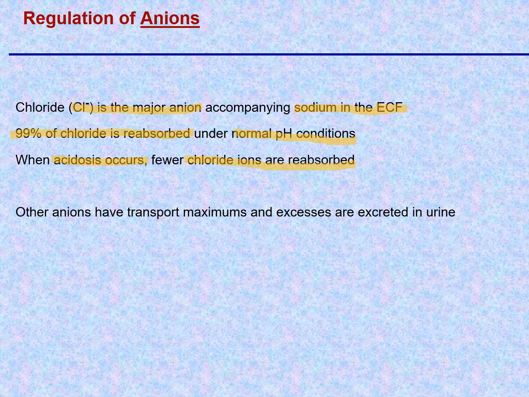All the other anions, negatively charged electrolytes, typically get in the filtrate and they'll get reabsorbed, but if they hit their transport maximum, if there's a lot more of them than normal, then they get excreted out. And that's the end of Unit 2B. That was on electrolyte and fluid balance.